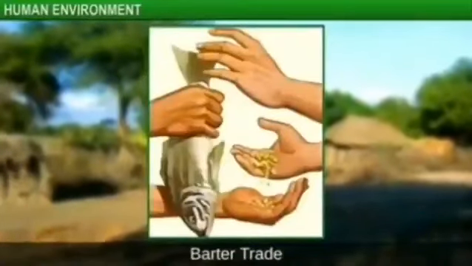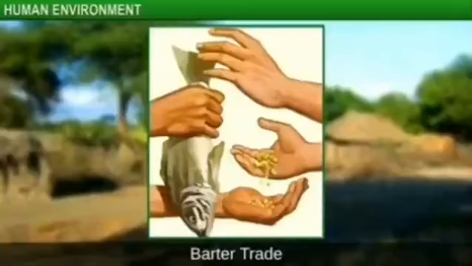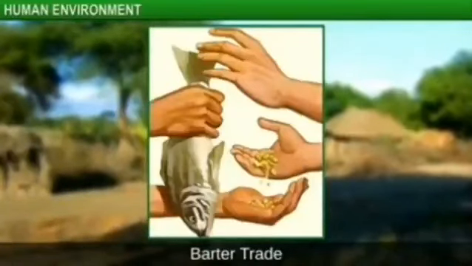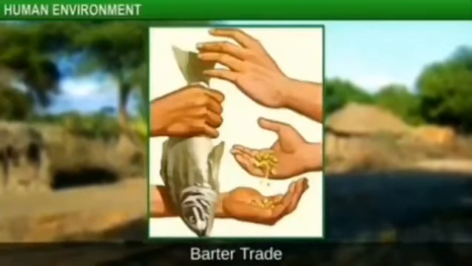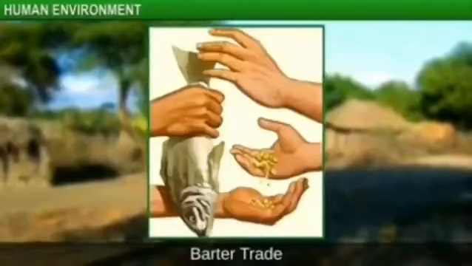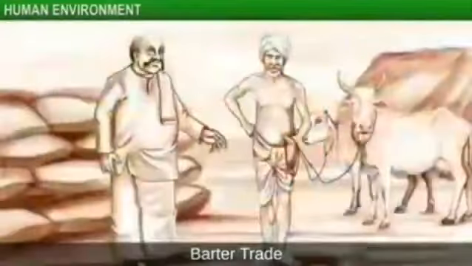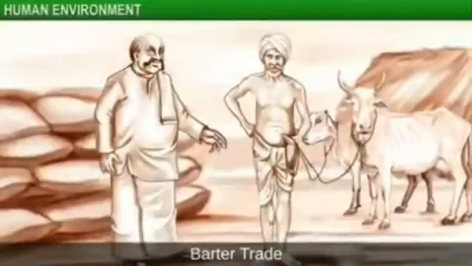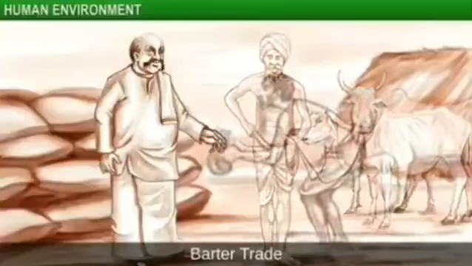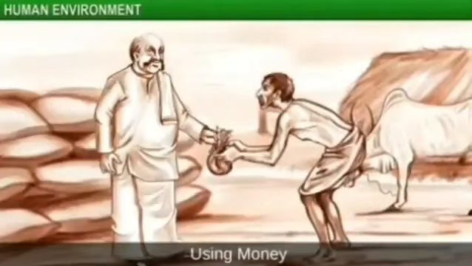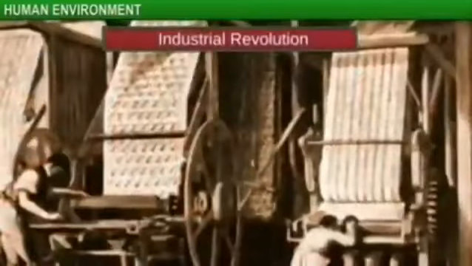Settlements came into existence, and human beings began to trade their articles among themselves. This evolved the barter system. For example, if a person is in need of a cow, he could exchange his bag of wheat for the cow. This is called the barter system. Slowly, trade using money started replacing the barter system.